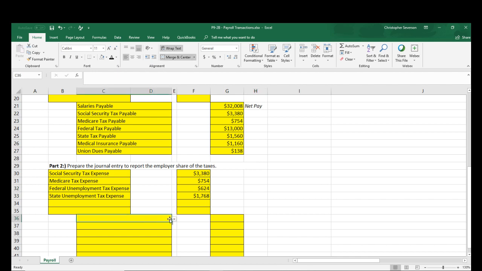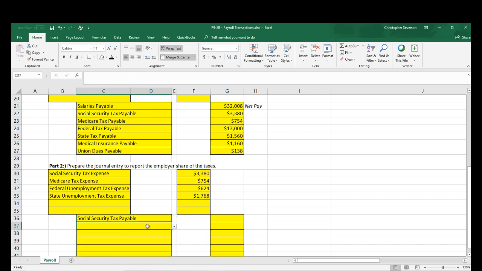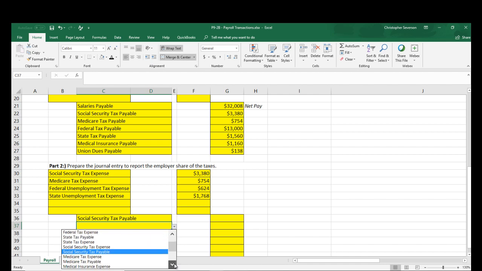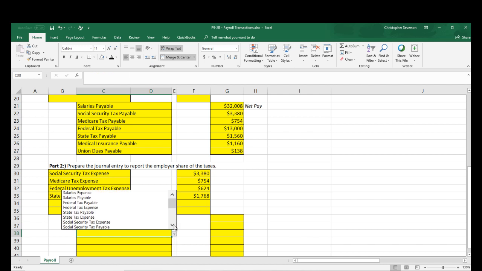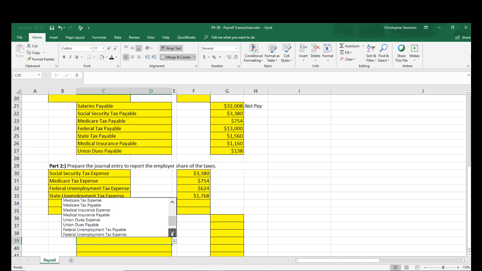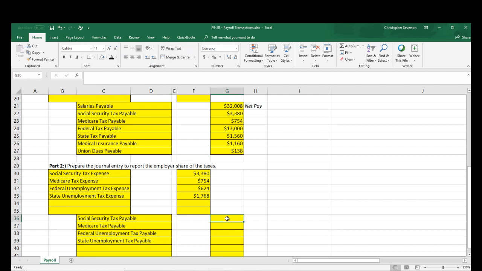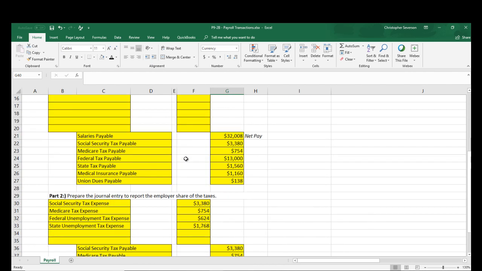And what we're going to do at the same time is we're going to set up payables for these items also. Medicare tax payable, unemployment tax payable, and then the state unemployment tax payable. Now this is just because we are setting up the entry. We're not actually paying it. We're just recording it. We're accruing everything.